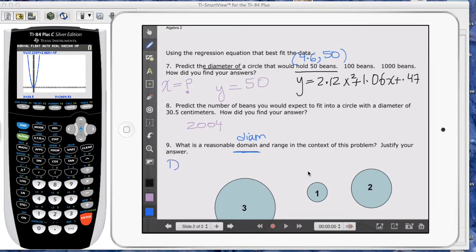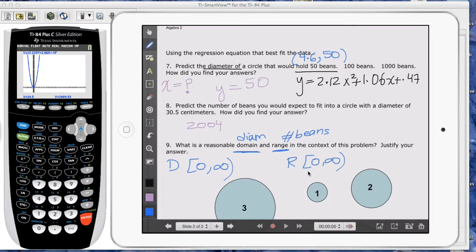So I'm going to say that my domain is going to start from 0 and go up to where? Now, no matter what number I give you, somebody can come up with a bigger number. So I'm going to say infinity. It can go from 0 to infinity. And it's going to be a huge circle. And the range stands for number of beans. Again, number of beans cannot be negative, so I'm going to say that the range is going to be starting from 0. I can have a circle with 0 diameter, so it will have no beans in it, so 0 beans. And again, as the circle is getting bigger and bigger, we're going to have more and more beans, so I'm going to say up to infinity. So that's a reasonable domain and range.